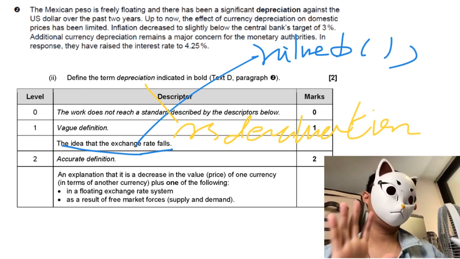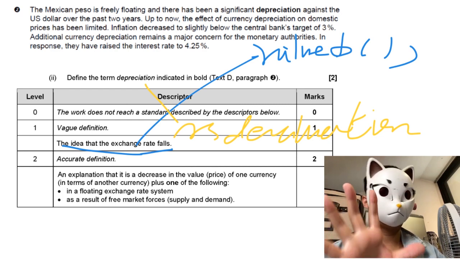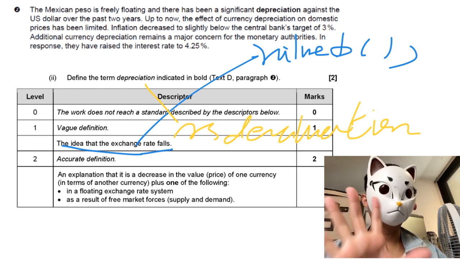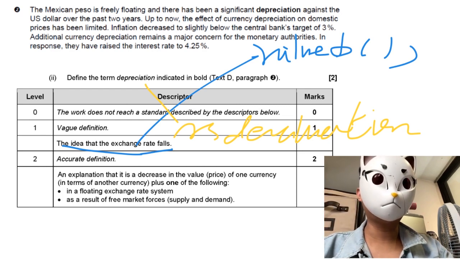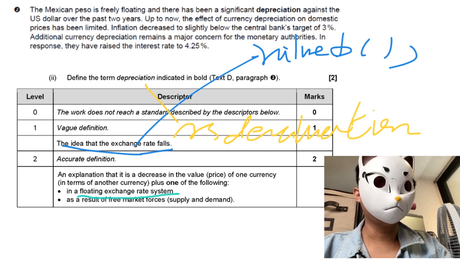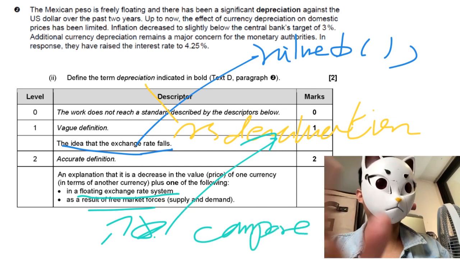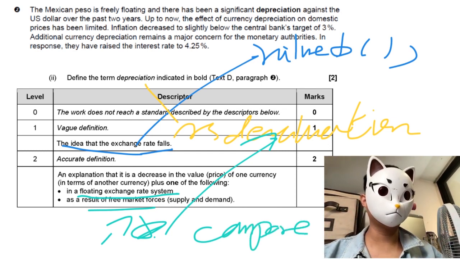Devaluation is fixed by the government, that means the government would like to lower the value. On the other hand, depreciation is the result of market forces. So bear in mind, you have to do a comparison between depreciation and devaluation for 2 marks.